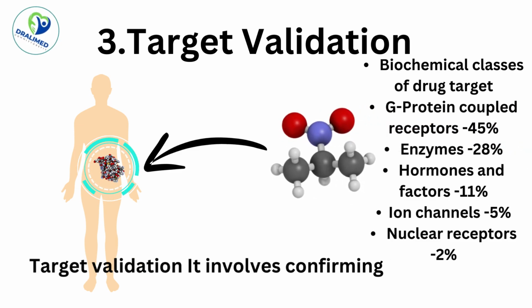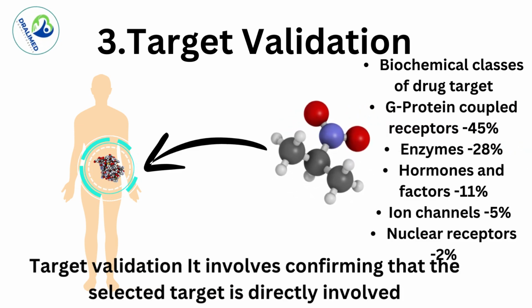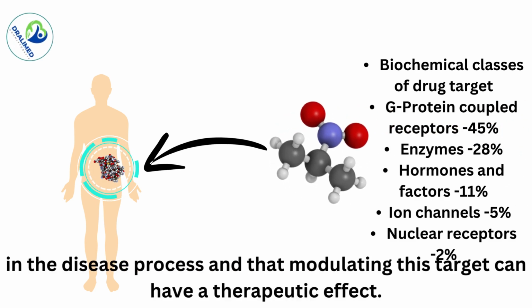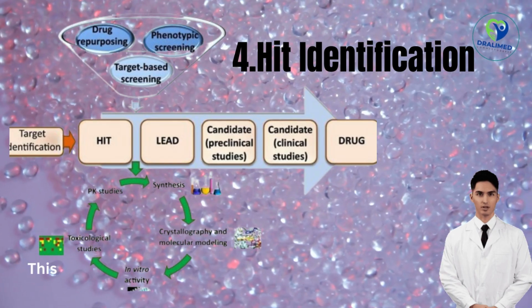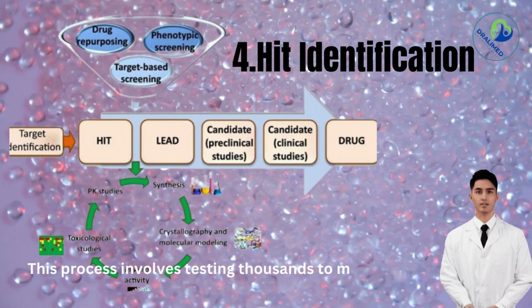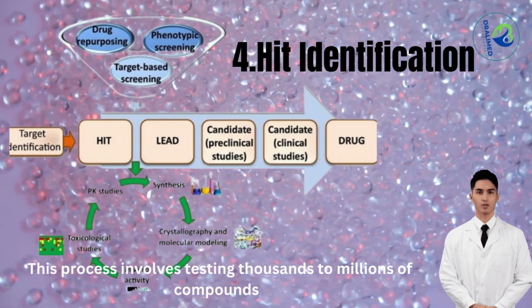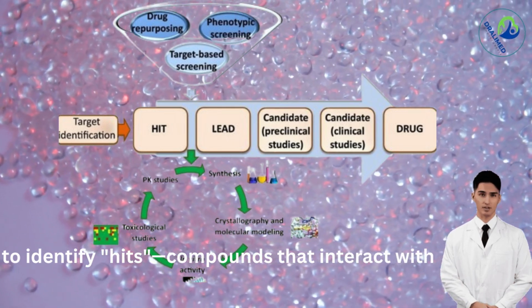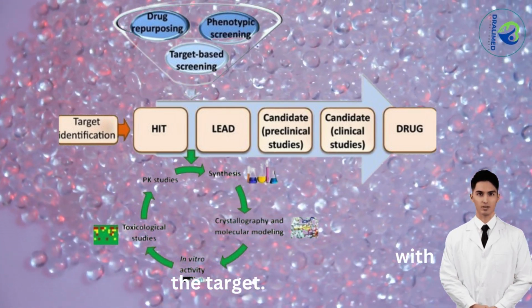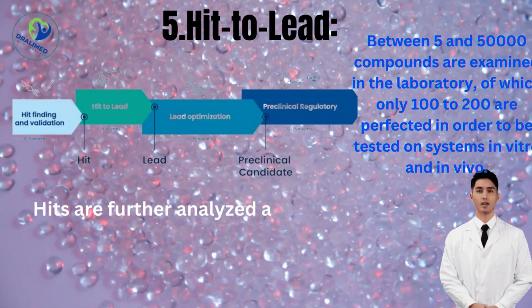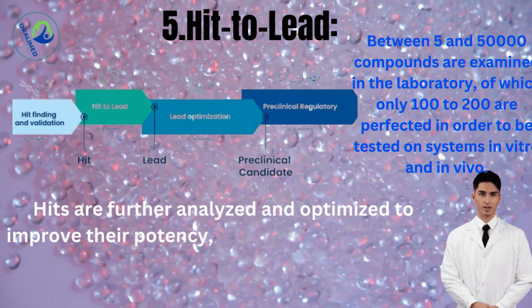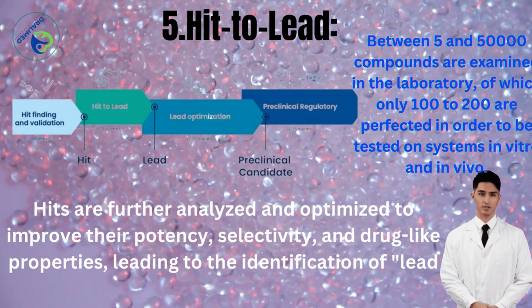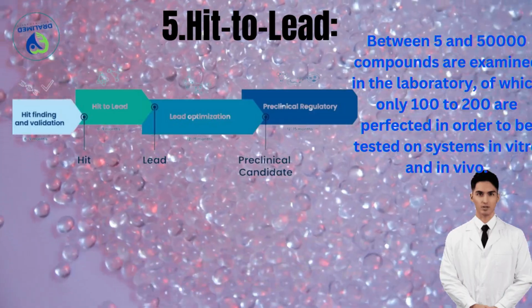Target validation. It involves confirming that the selected target is directly involved in the disease process and that modulating this target can have a therapeutic effect. Hit identification. This process involves testing thousands to millions of compounds to identify hits, compounds that interact with the target. Hit-to-lead. Hits are further analyzed and optimized to improve their potency, selectivity, and drug-like properties, leading to the identification of lead compounds.